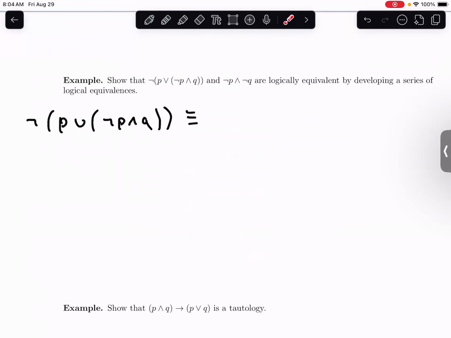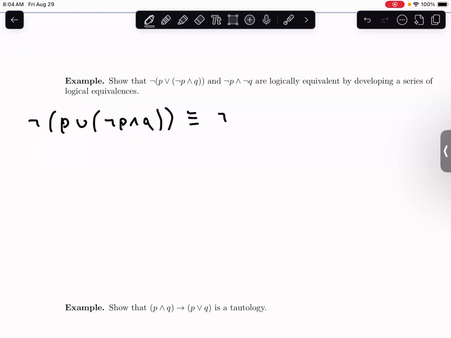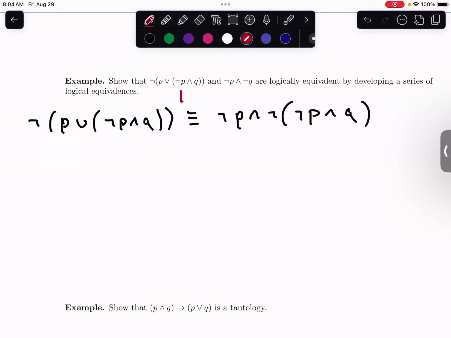And so really we're applying a not to an or right here. So we're doing not P, this not-or is going to become an and, and then we apply the not to this entire thing right here. So by De Morgan's laws, this is equivalent to not P and not (not P and Q). So again, this is De Morgan's laws. I'm just going to write De Morgan over the equivalence.